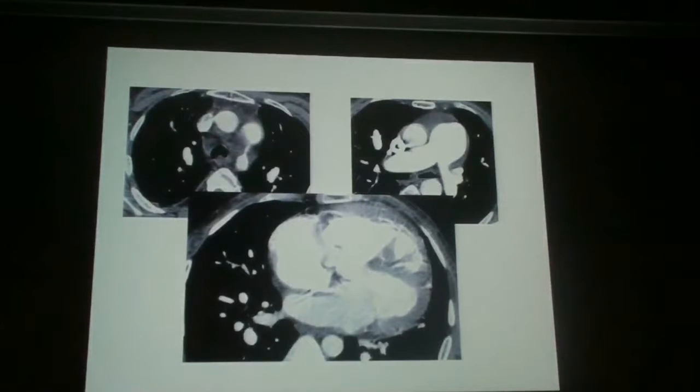I selected these 3 images because I think that they represent the whole pathology. So, what can you see here on this image? What's abnormal here?